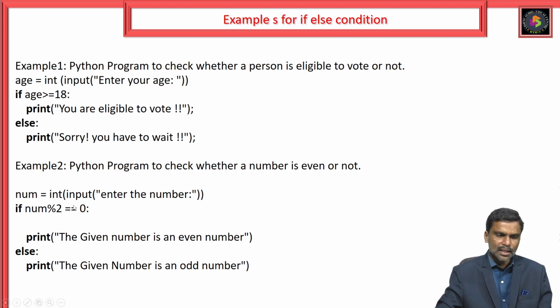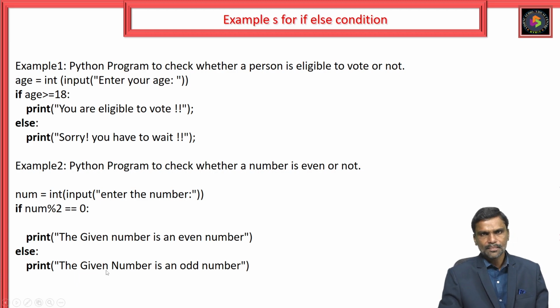Here you can see in the if condition, if the number modulus 2 is equal to 0, that means if the remainder is 0. Modulus is what we are using for the remainder. If any number is divided by 2 and the remainder is 0, then we can call it an even number. If not, else it is an odd number.